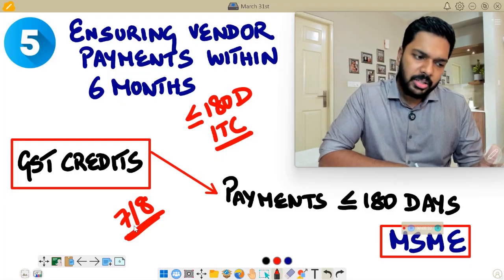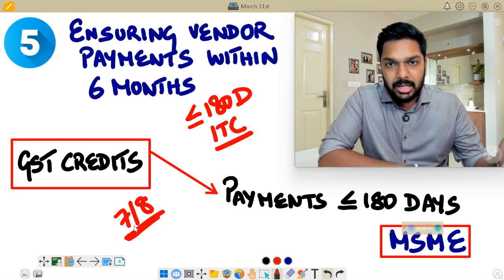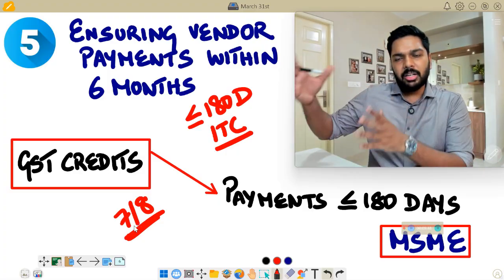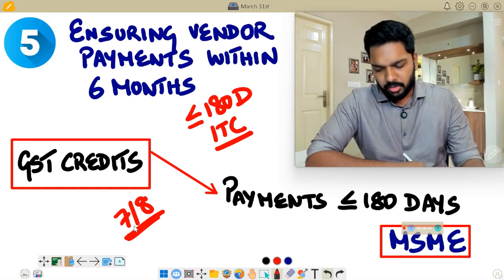Yes, you need to reverse once you exceed the 180-day limit, but on the 182nd day or the 183rd day, if you're making the full payment to the vendor, then on that day, or for that return relevant to that particular month, you can retake or re-avail your input tax credit.